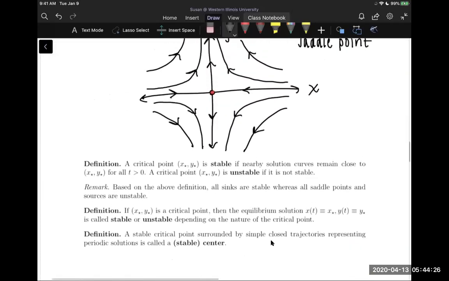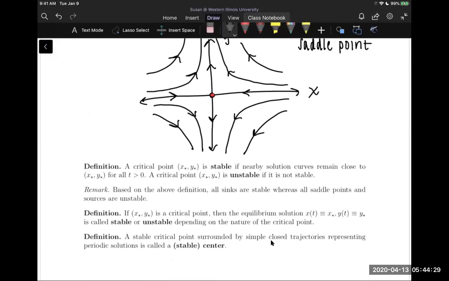All right. So then for all critical points, we can classify them as stable or unstable. Stable means that the solution curves nearby a critical point remain close. That's the important phrase there: nearby solution curves stay nearby. They're unstable if they're not stable. In other words, the solution curves continue to recede far away from your critical point. And so we have this remark right over here: based on the above definition, all sinks are stable, whereas all saddle points and sources are unstable.